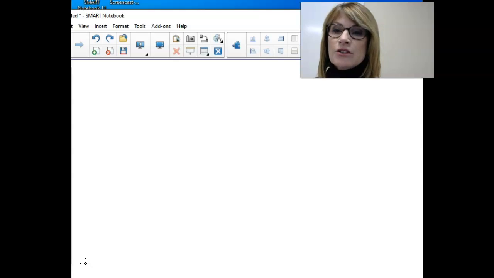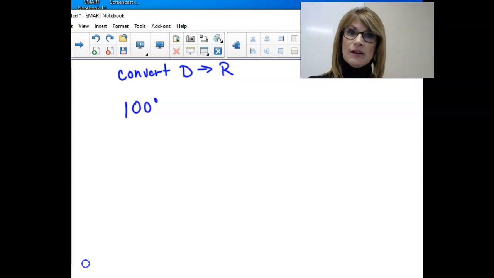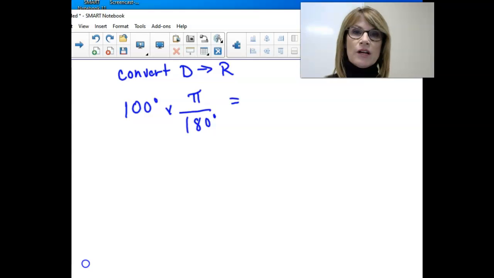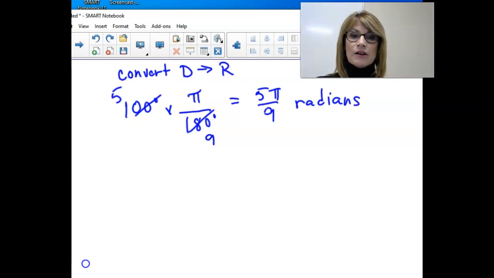So let's start out and convert degrees to radians. Suppose we have 100 degrees and we want to make that into radians. We want our degrees to cancel out, so I'm going to multiply by either pi over 180 or 180 over pi, depending on if I want my degrees to cancel out. I have degrees here, so I'm going to put the degrees on the bottom and pi radians on the top, so we can just multiply straight across. 100 times pi divided by 180, and we can even reduce that. 20 goes into 100 5 times, 20 goes into 180 9 times, so that would give us 5 pi over 9 radians.